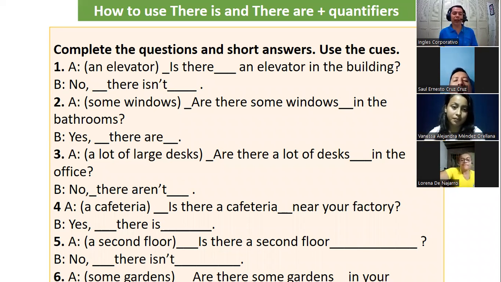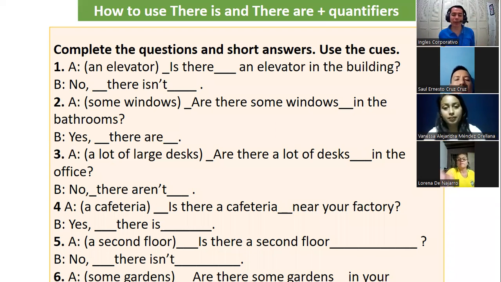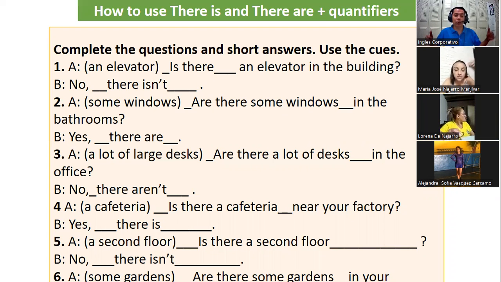Maria Jose, you're letter A in number 4. And Sofia, vamos a dar la vuelta al listado, nos vamos a ir para arriba. Maria Jose A, Sofia B. Number 4. Is there a cafeteria near your factory? Yes, there is. Okie dokie.